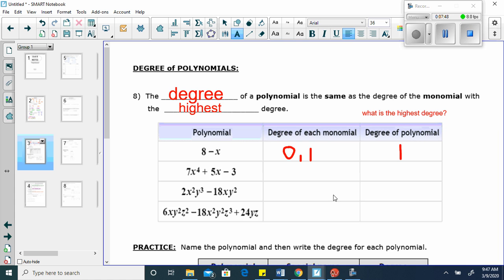Okay, so here, my 7x to the 4th, what is the degree here? 4. What is the degree of 5x? 1. And what is the degree of negative 3? 0. So what is my highest? 4.